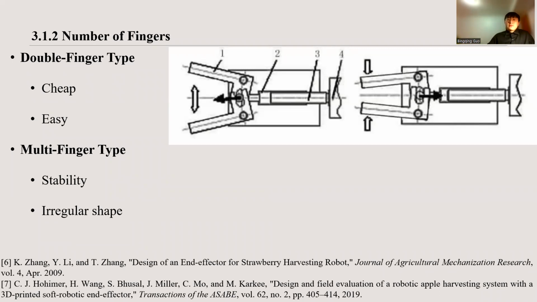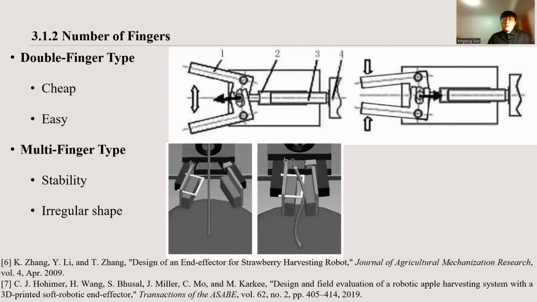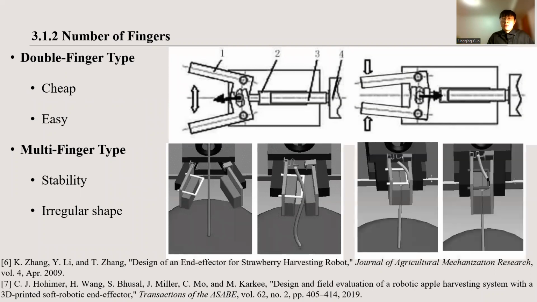Well, another categorization method is by the number of the fingers. Double type is easy and cheap, but has a lower stability when catching the fruit than the multiple finger ones. This one is a double finger type for harvesting the strawberry. It uses a thermal cutter to cut the stem while using the two fingers to catch the rest of the stem linking to a strawberry.